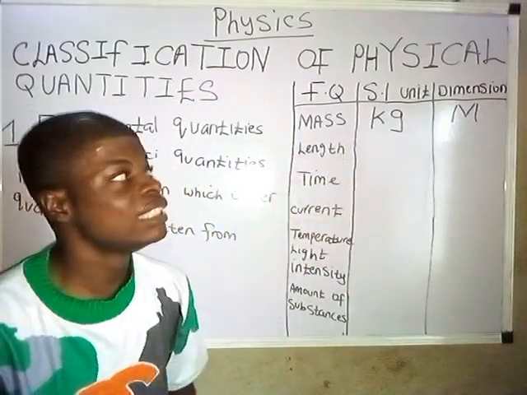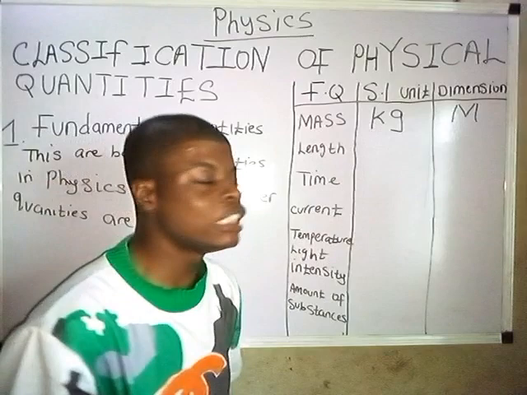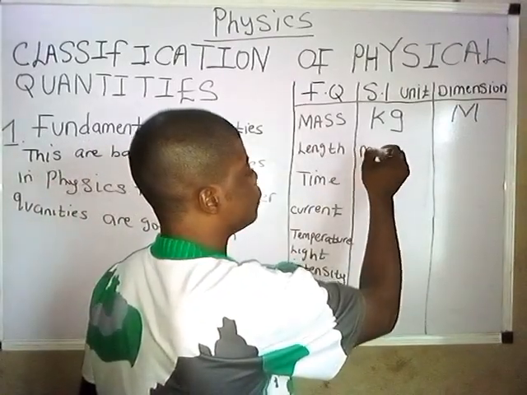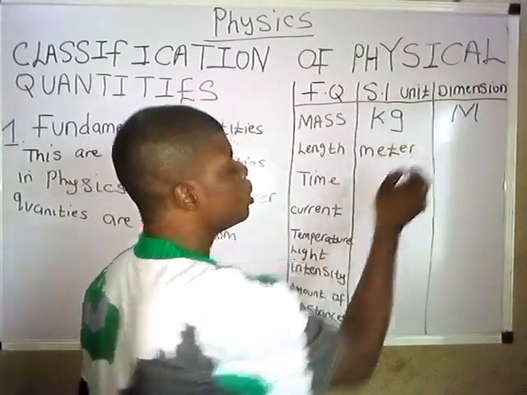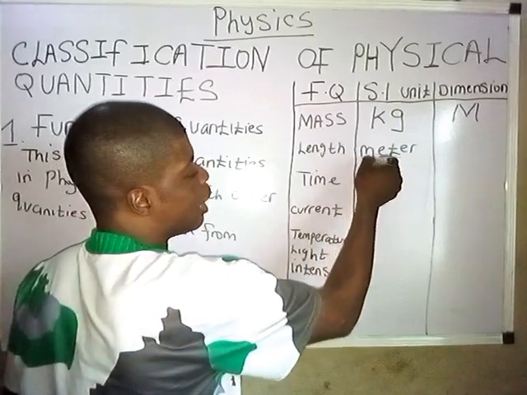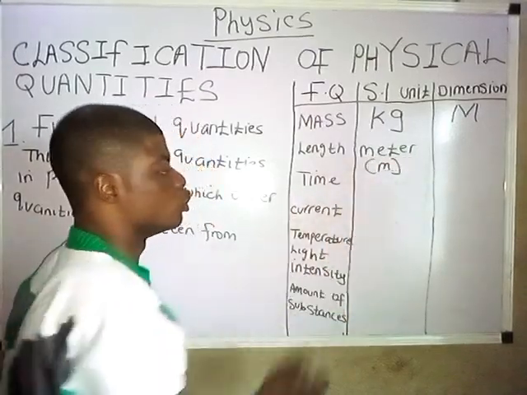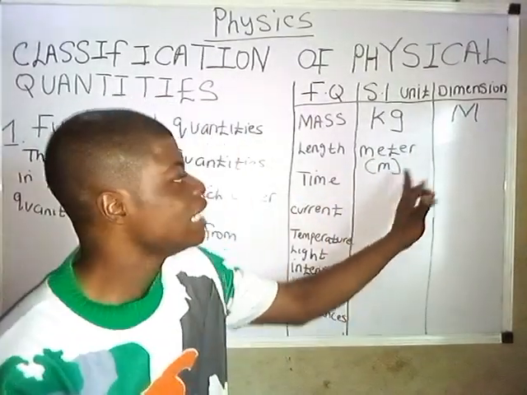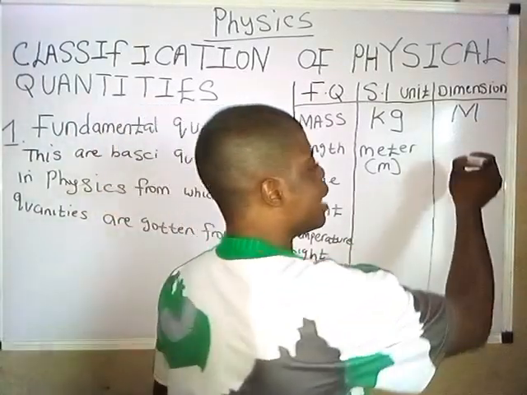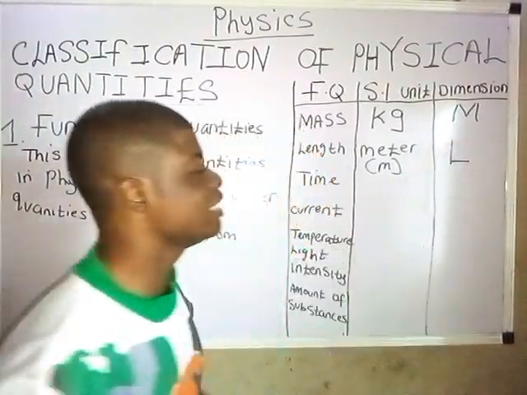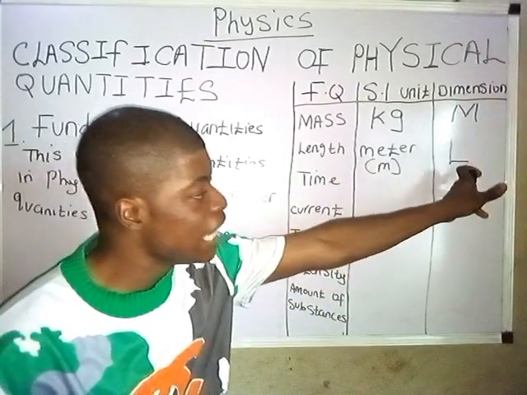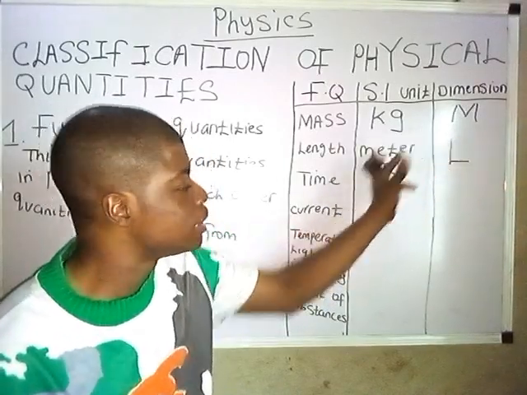Then for length, the SI unit for length is meters. That must be noted, which can be written as m in a question to abbreviate it. And the dimension is L. That is, the dimension for length is L, and the SI unit is meter.